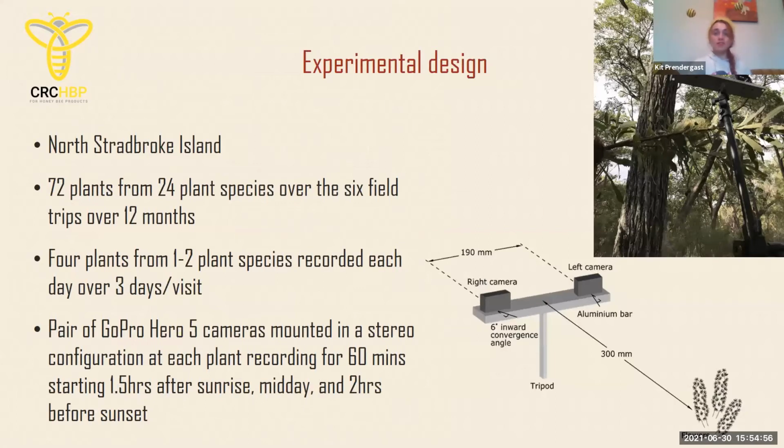So our experimental design is that we undertook this research on North Stradbroke Island, which is a tropical paradise, and it's a really beautiful habitat. Recordings were made from 72 plants from 24 plant species over 6 field trips over 12 months. And 4 plants from 1 to 2 plant species were recorded each day over 3 days per visit. This involves setting up a pair of GoPro cameras, mounted in a stereo configuration at each plant, and recording for 60 minutes, because as I mentioned, there's a limited battery life, starting 1.5 hours after sunrise, then again at midday, and 2 hours before sunset.